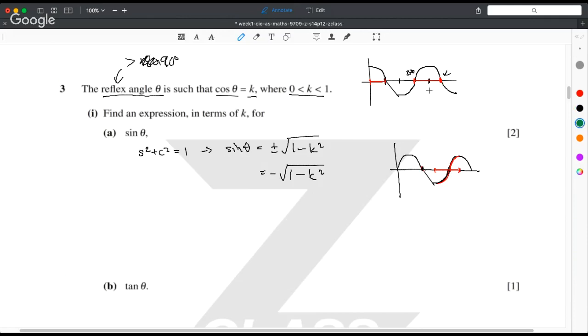Just to clarify, I didn't mention earlier, but even though this region here is allowed, it's an angle, so it's really only allowed between 0 and 360. So this is the region that theta can be. It must be between 270 and 360. And therefore, this is the region of the sine function that we're interested in. So it's negative.